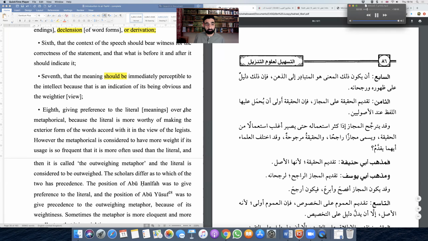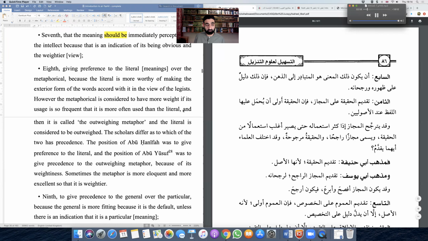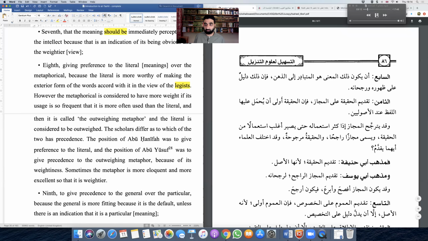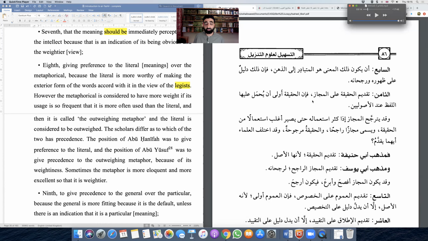الثامن تقديم الحقيقة على المجاز، فإن الحقيقة أولى أن يحمل عليها اللفظ عند الأصوليين، وقد يترجح المجاز إذا كثر استعماله حتى يصير أغلب استعمالا من الحقيقة، ويسمى مجازا راجحا، والحقيقة مرجوحة، وقد اختلف العلماء أيهما يقدم. Right, so before we get to this usul al-fiqh issue, تقديم الحقيقة على المجاز. So when you have a word which can be taken as haqiqa or can be taken as majaz, the default state is that you try to see it as haqiqa, unless there is something that pushes you to consider it as majaz.